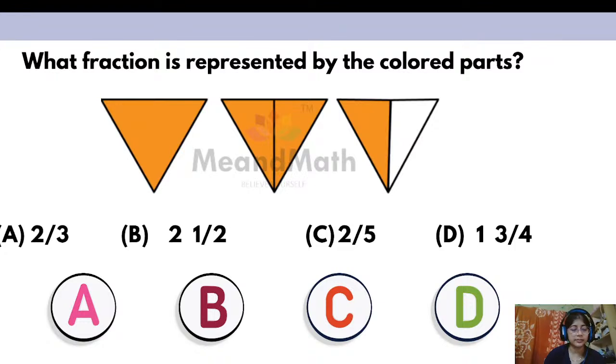Ayat says D. So there are three triangles over here. Okay. There are three triangles over here. So you have to keep in mind all the three triangles. Okay. Not just one triangle or two triangles. You have to tell me the fraction of the colored parts for all the three triangles. Okay. So Sriharini says D. Ayat says D.